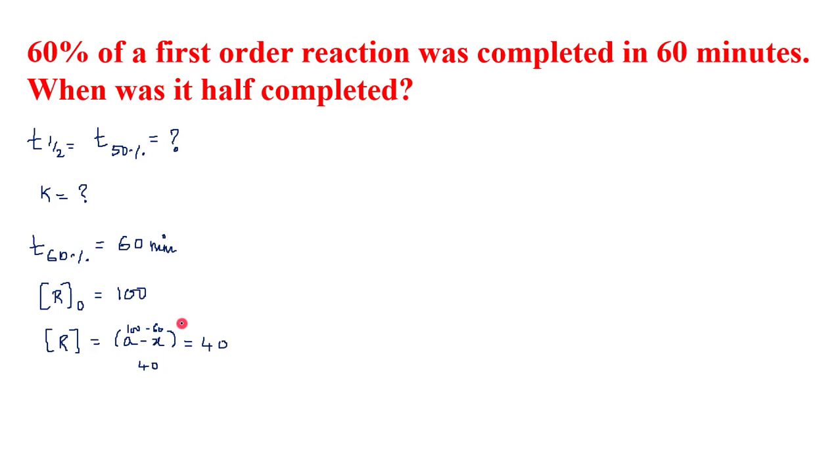So substitute these values in the integrated rate equation of first order reaction, then you will get the k value, the same k value you can use for calculating t half, right? तो शुरू करते हैं, पहले k कैलकुलेट करते हैं. k is equal to 2.303 divided by t, log of r naught by r, right?